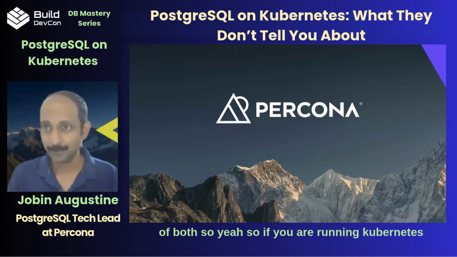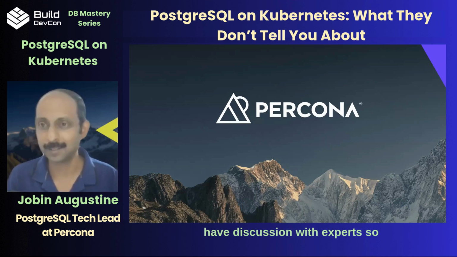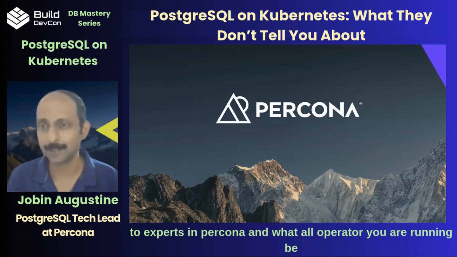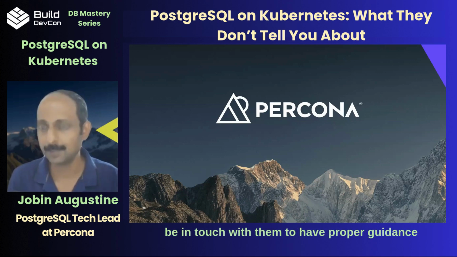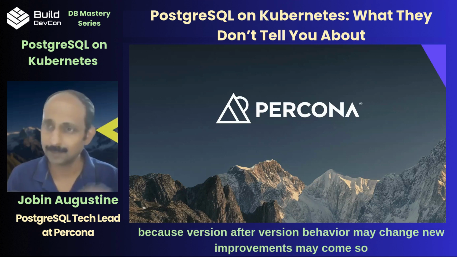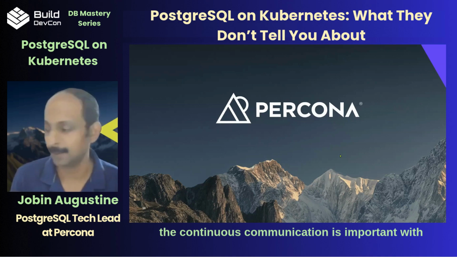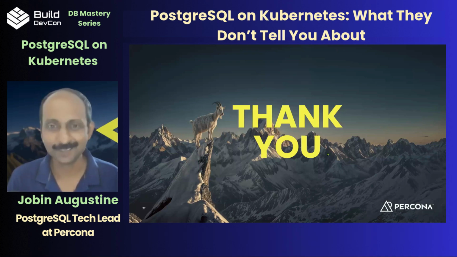So if you are running an operator on Kubernetes, please have discussions with experts. If you are running the Percona operator, talk to experts at Percona, and whatever operator you are running, be aligned with them and always be in touch with them to have proper guidance, because version after version behavior may change and new improvements may come. So continuous communication is important. With that, I'm concluding my presentation. Thank you everyone for listening.